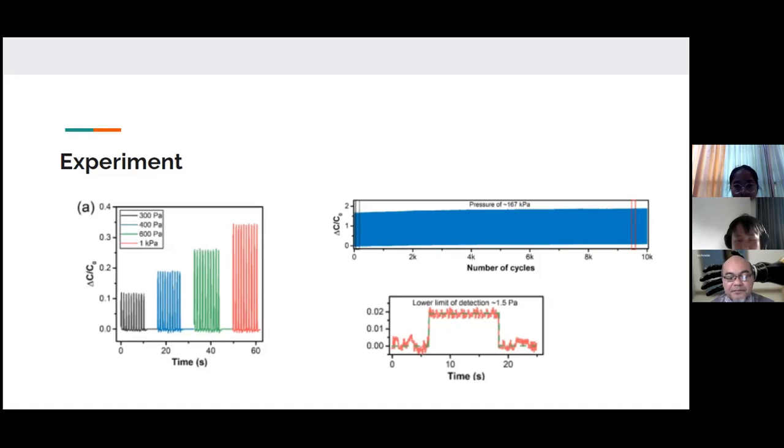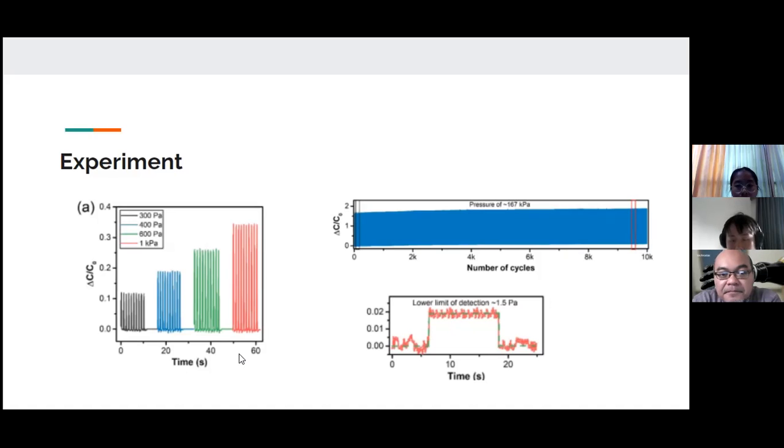And then the graph on the right, the above right, is the result of the sensor when it is measured under a high amount of pressure. It used 167 kilopascal of pressure, and as we can see from the results, it is tested for 10,000 cycles, and the results are stable, even though it is at high pressure.